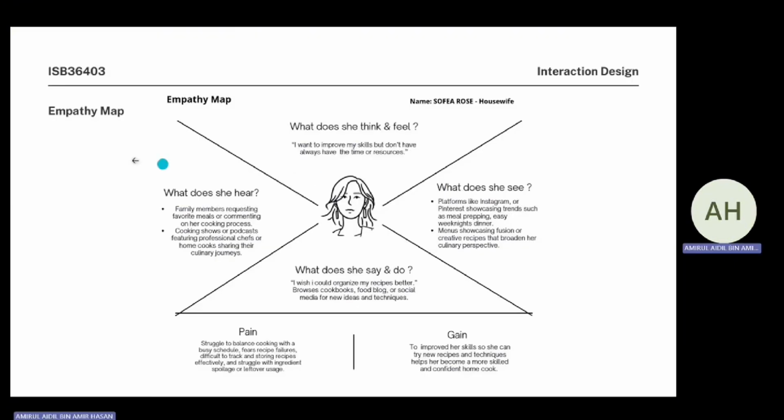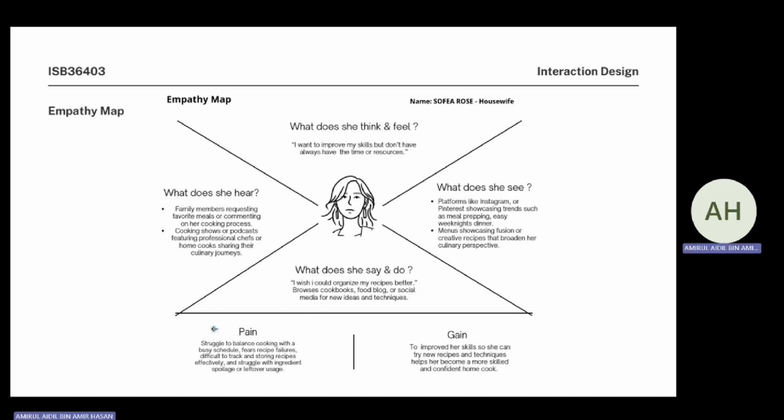Okay, so for the empathy map, what does she think and feel? I want to improve my skills, but I don't always have the time or resources. What does she see? Platforms like Instagram or Pinterest showcasing trends such as meal prepping, easy weeknight dinners, and menus showcasing fusion or creative recipes that broaden her culinary perspective. What does she say and do? I wish I could organize my recipes better. She browses cookbooks, food blogs, or social media for new ideas and techniques. What does she hear? Family members requesting favorite meals or commenting on her cooking process, and cooking shows or podcasts featuring professional chefs or home cooks sharing their culinary journeys.